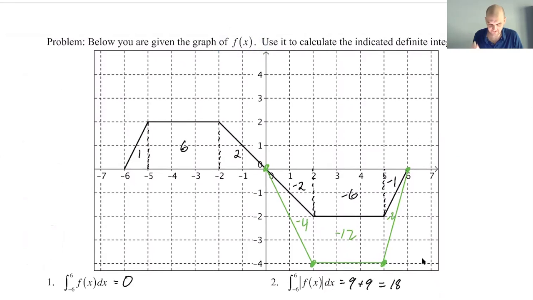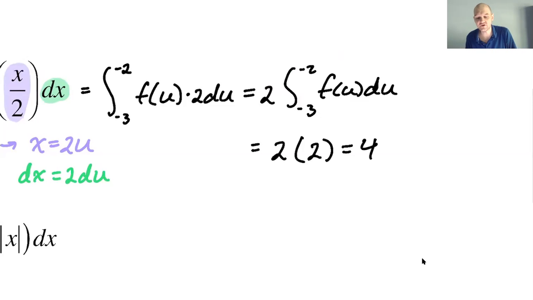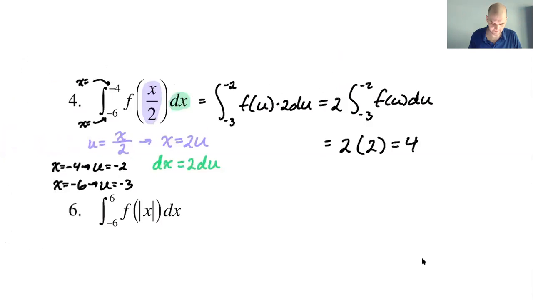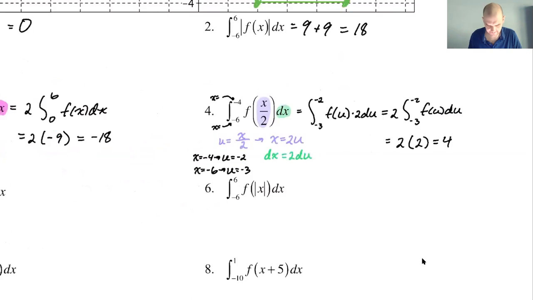And if it's the graph of f of u, I need to now find the area between -3 and -2, which is definitely 2. So I'm going to say this is 2 times 2, which is 4, which is what we got on GeoGebra when we stretched out the graph. This method, when you get good at it, is crazy fast and accurate. And you don't have to change the graph. Changing the graph is generally a bad idea, I would say.